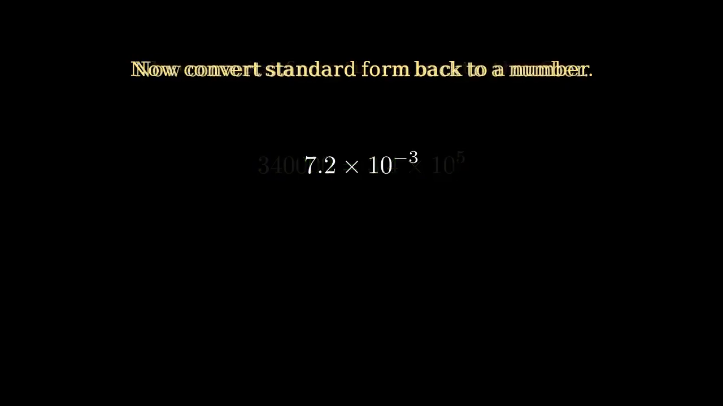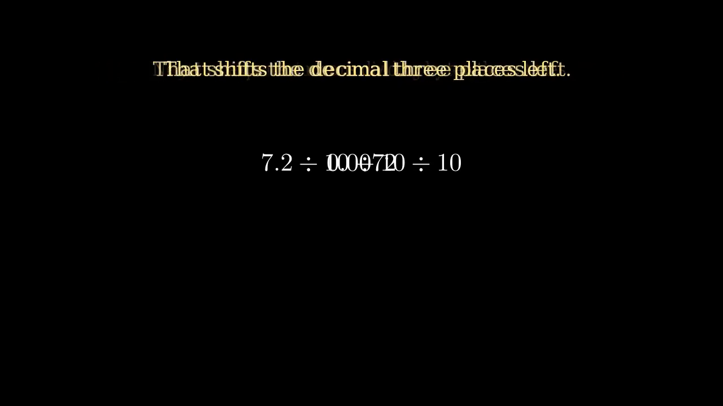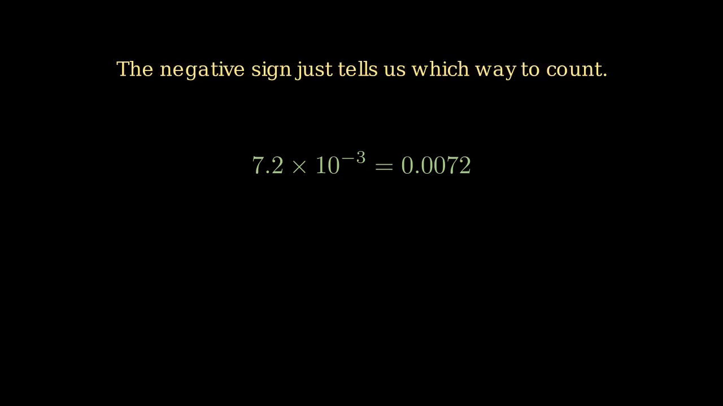Now let's go the other way, converting standard form back into an ordinary number. Take 7.2 times 10^(-3). The negative exponent tells us we are dividing by 10 3 times, which shifts the decimal point 3 places to the left. So 7.2 times 10^(-3) equals 0.0072. Notice the negative sign in the exponent is doing real work here. It is not a trap. It is simply telling us which direction to count.